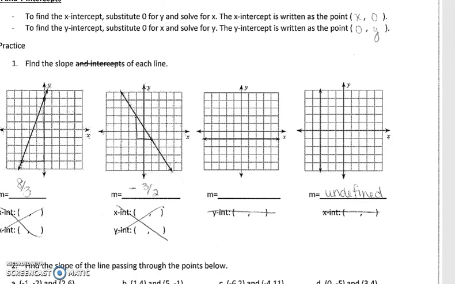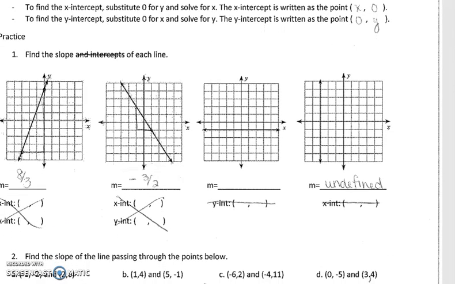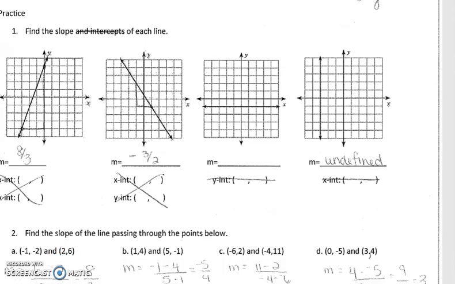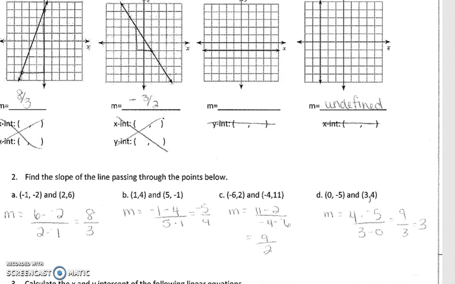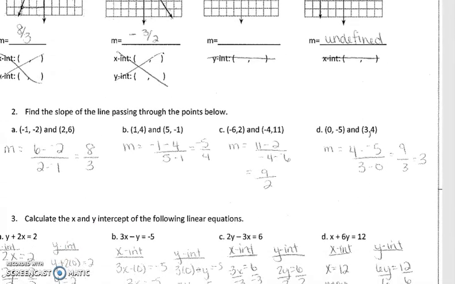It says find the slope of the line passing through the points below. This is where you're going to use your formula y2 minus y1 over x2 minus x1. Negative 1, negative 2, 2, 6. It might be helpful for you to label underneath there, this is x1, y1. This is x2, y2. It's up to you. You don't have to write that underneath the ordered pairs. If you have ever struggled with slope in your life, I highly recommend you do that. It will make it a little bit easier for you to figure out which numbers go where in the formula, but it's up to you.